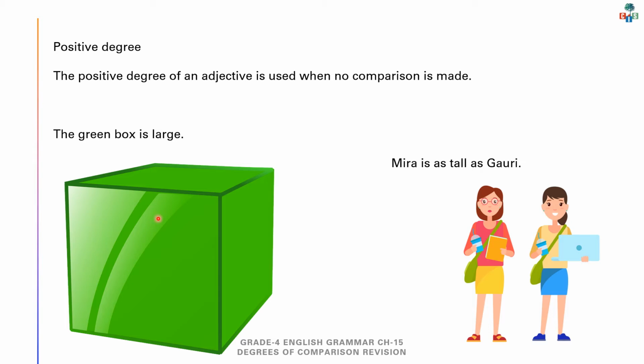And the second use of positive degree is that it can be used when we are suggesting that two persons or things are equal. For example, Meera is as tall as Gauri. Here I am not comparing Meera's height with Gauri's height. I am just suggesting that Meera is equally tall as Gauri.